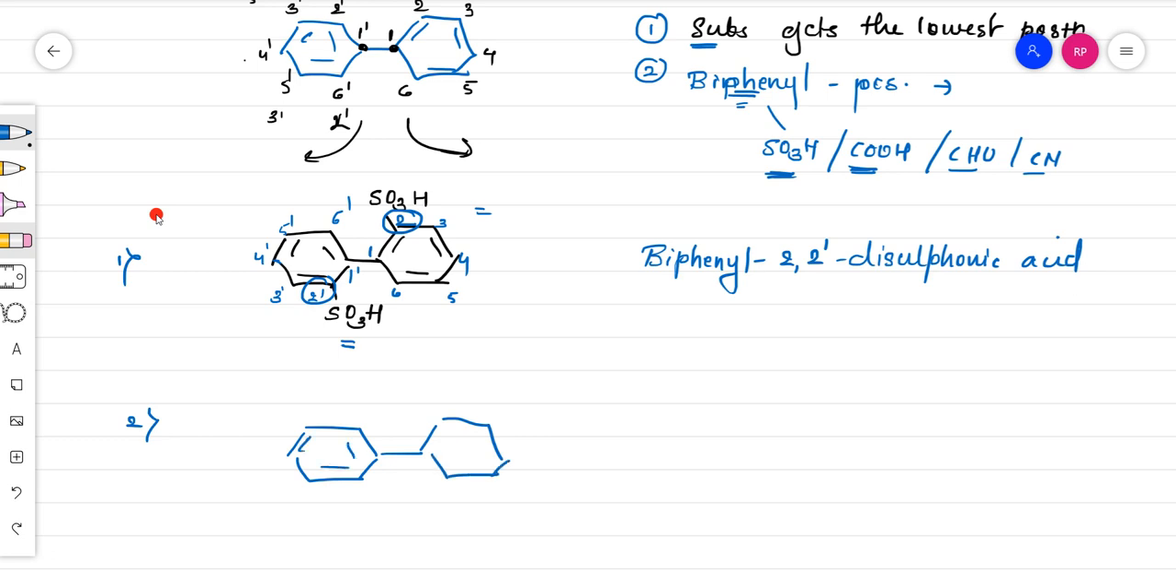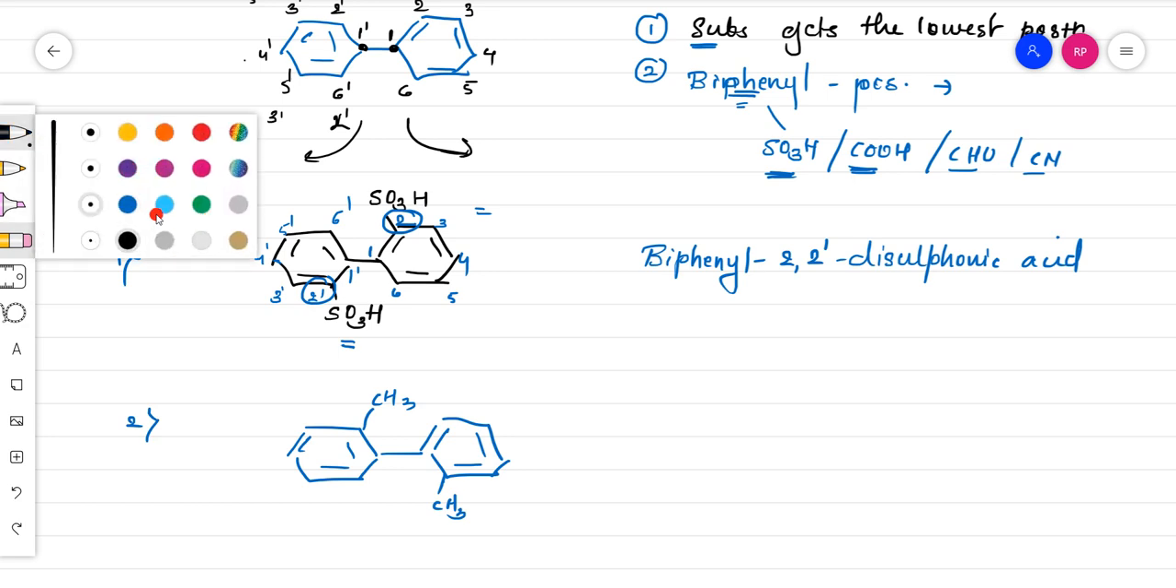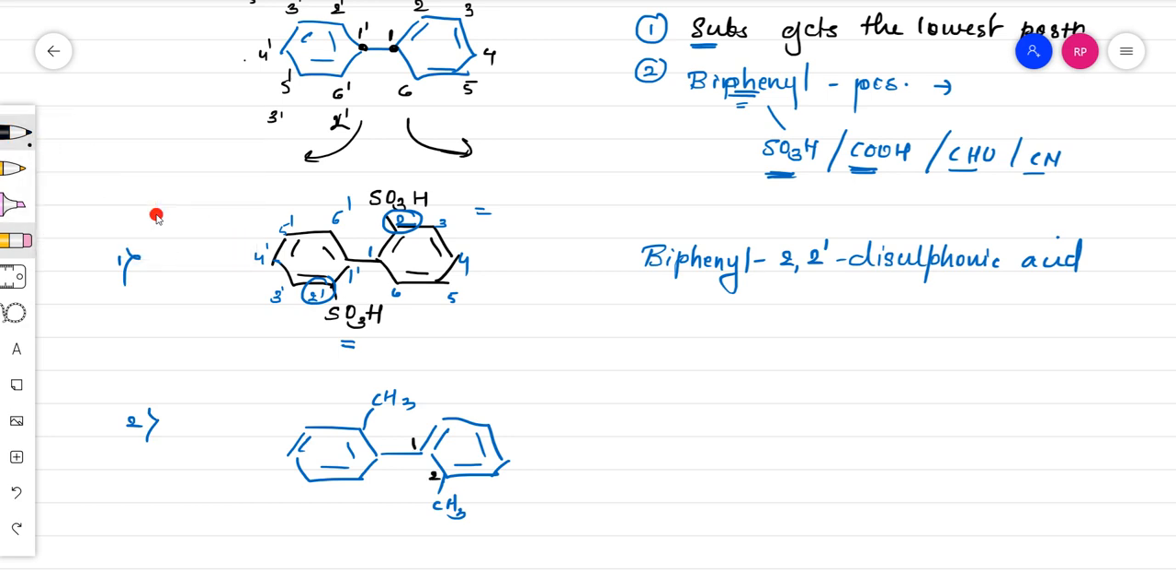Now let's go for the second one. So here let's keep the substituent here. This is CH3. Now this is not having any COOH or SO3H group, so again, follow the same method. Now see, I will number it from here. Okay, the substituent should get the lowest position. You can also number this side as 1, 2, 3 and this side as 1 dash, 2 dash, 3 dash. Doesn't really matter. So this will be 1 dash, 2 dash, 3 dash, 4 dash and so on.